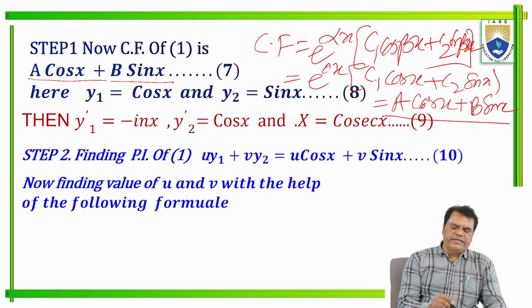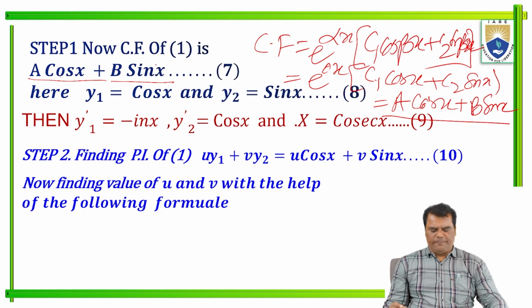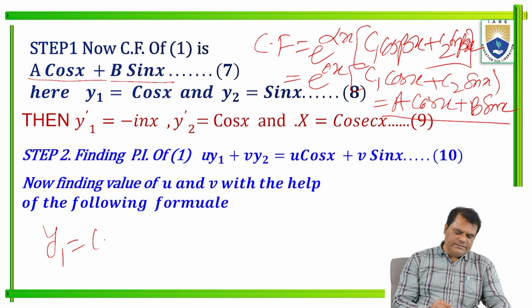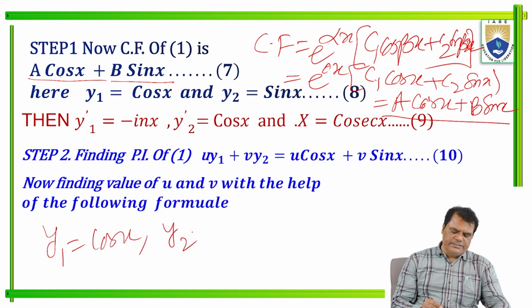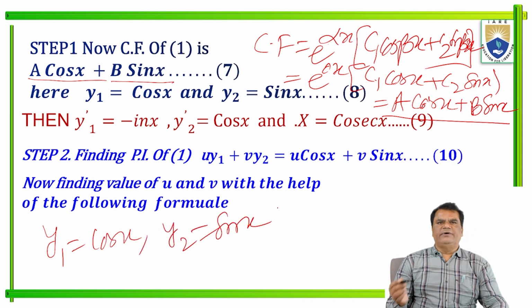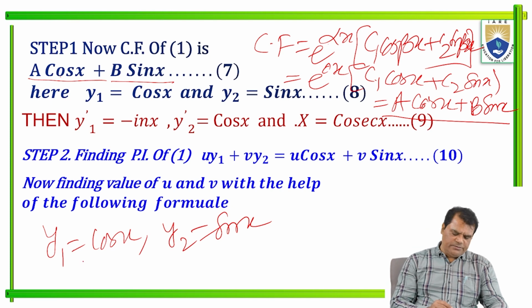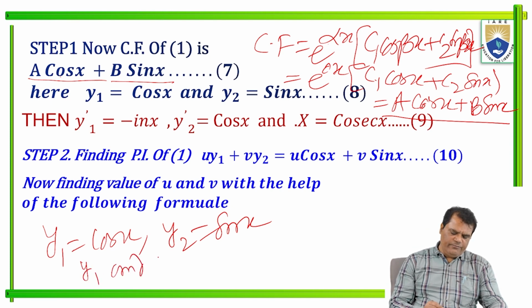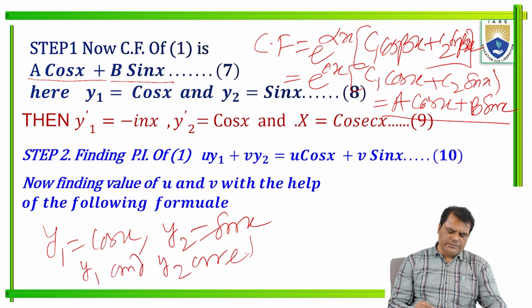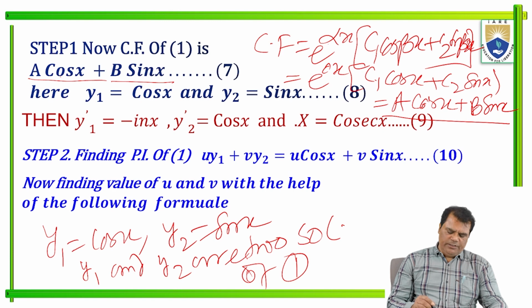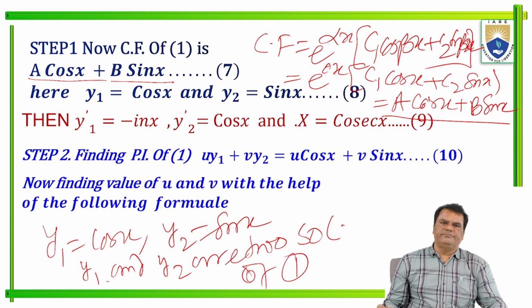Here cos x and sin x are two solutions. Here y1 is cos x and y2 is sin x. y1 and y2 are two solutions of equation 1. These solutions verify equation 1.